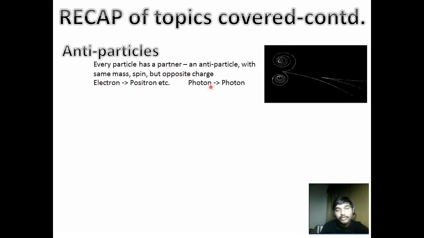The photon, of course, is its own antiparticle. Okay, but electrons have a partner called positrons. The positrons are exactly the same as electrons with respect to the mass, the spin, just that the charge is opposite. The positron is +1, the electron is -1. You can say the same thing about protons and antiprotons as well. The photon is of course its own antiparticle, which is one of the very few particles which is its own antiparticle.